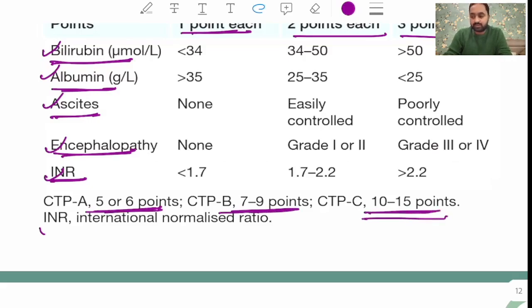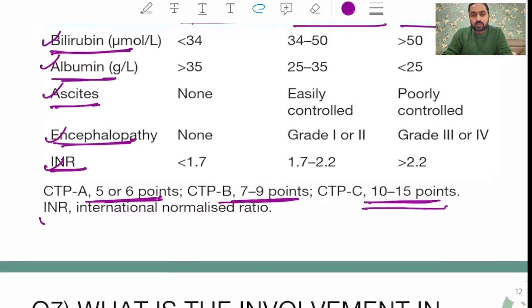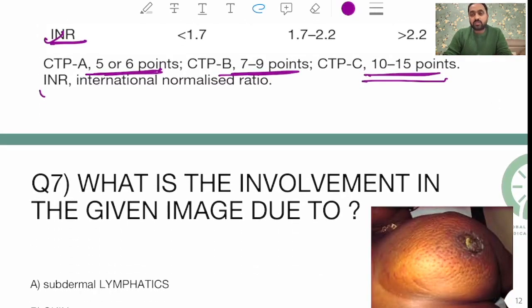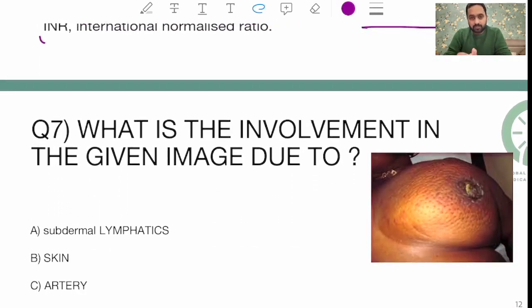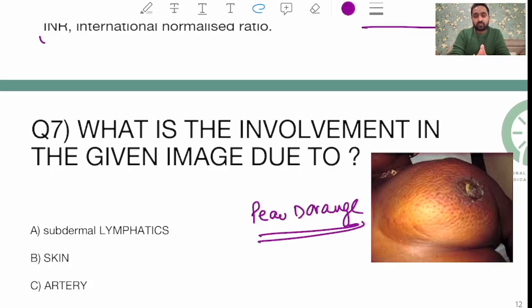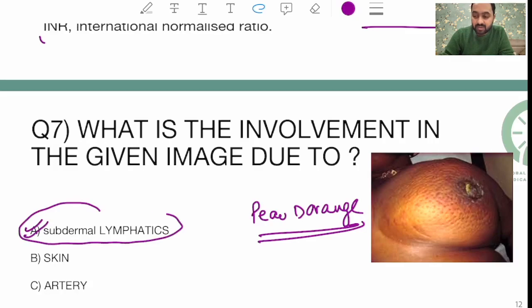10 to 15 points. Now the next question was an image-based question from the breast, where students told us that an image of peau d'orange was given, and they had asked the definition of it, basically what is the cause of it. Yes, it is due to the invasion of the subdermal lymphatics, which is the cause of peau d'orange.